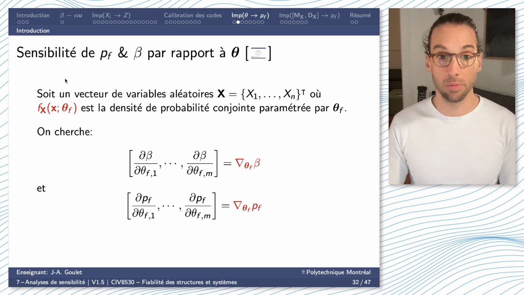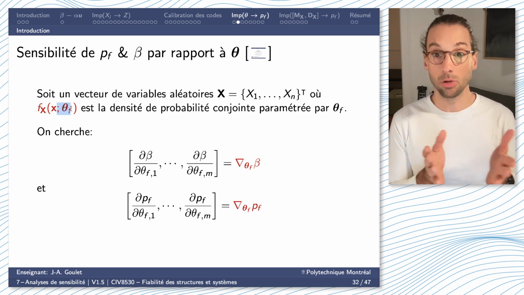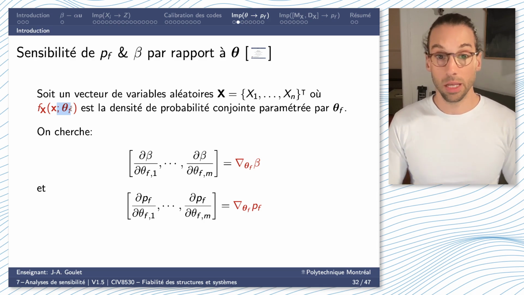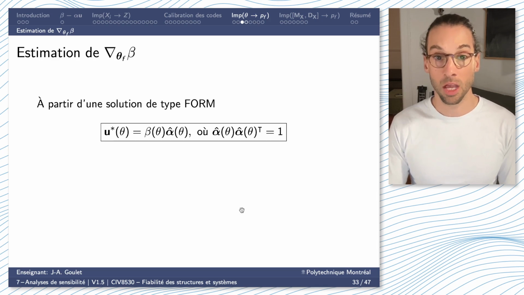So f of x is going to be our joint probability density, which implicitly depends upon theta, theta being the parameter of that joint probability density, which could involve all the parameters involved in my marginal distribution for those variables. And what we were looking to quantify is that gradient vector, the derivative of beta with respect to each of the parameters in that theta. So we can look for the gradient of beta with respect to those parameters, or of pf with respect to those parameters. In order to express that gradient vector, we need to look at this formulation.